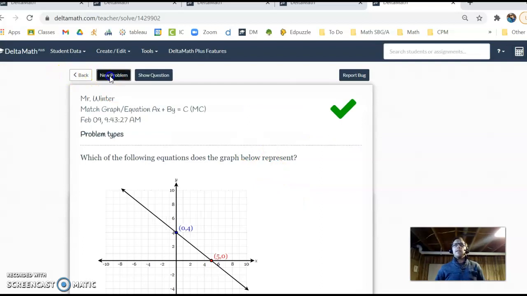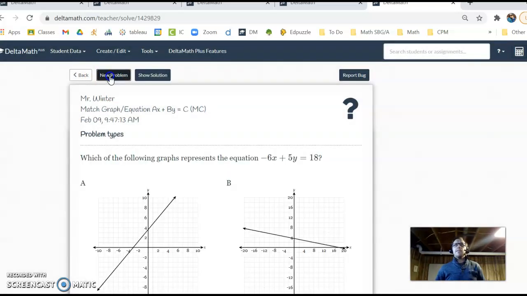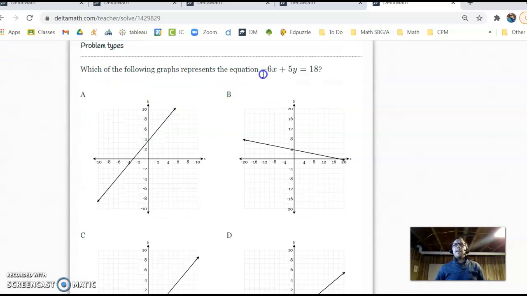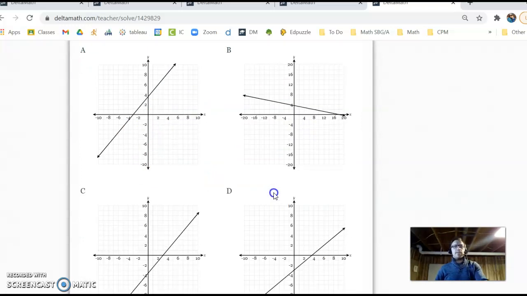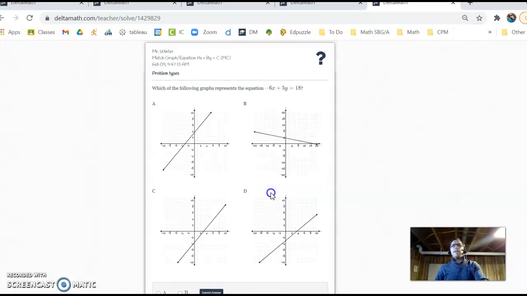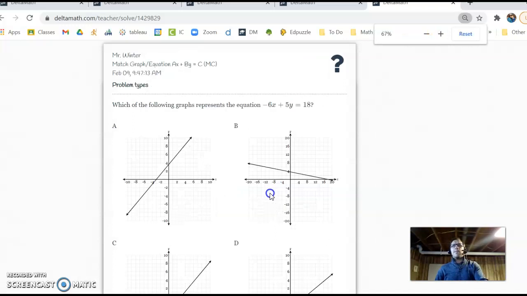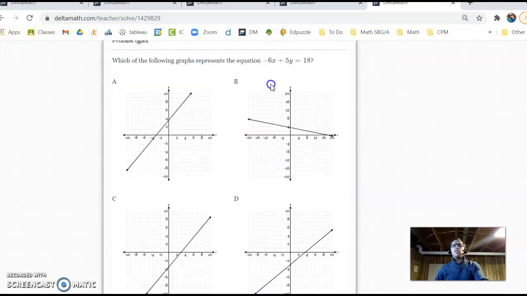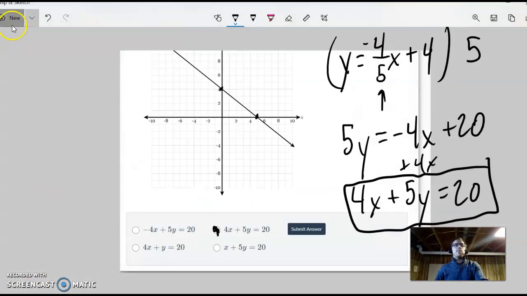Awesome. Now there's another type of problem that shows up here. Here we have an equation, and we need to figure out which one of these represent it. So again, two different ways of doing this. We can think about what are the x and y intercepts, or we can think about turning this into slope-intercept form and matching it to the graph. So let's do both of those before we're done with this video.